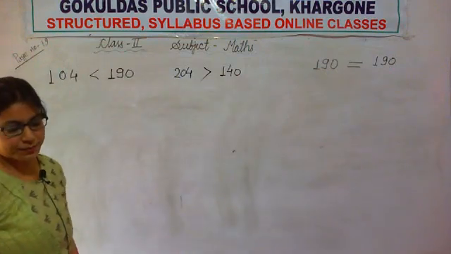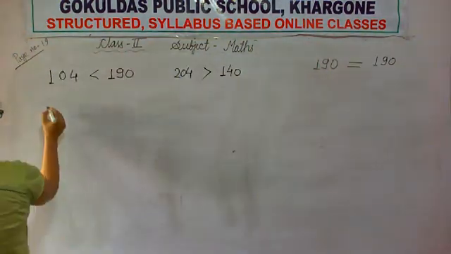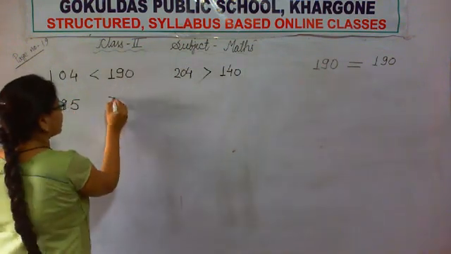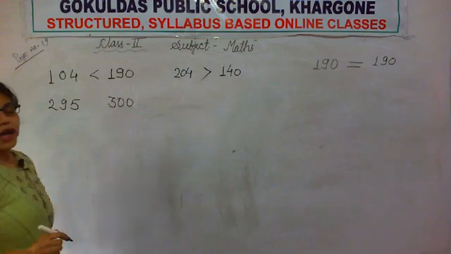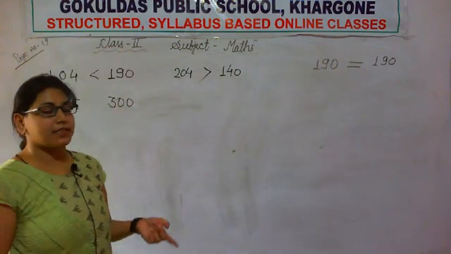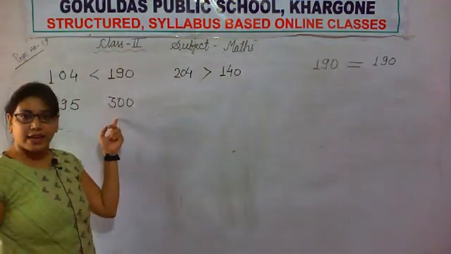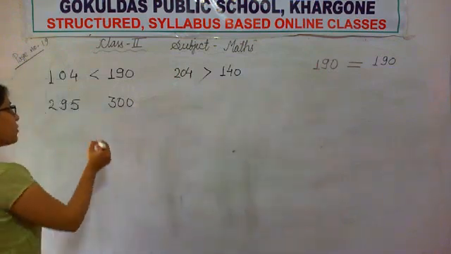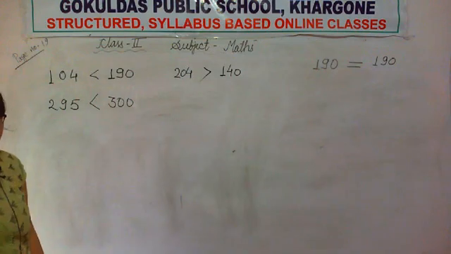Now the next one, 295 and 300. Now again we will check for the hundreds place. Here 2 is there and here 3. So which one is bigger, 2 or 3? Yes, 3. So we will put this open mouth sign towards 300.